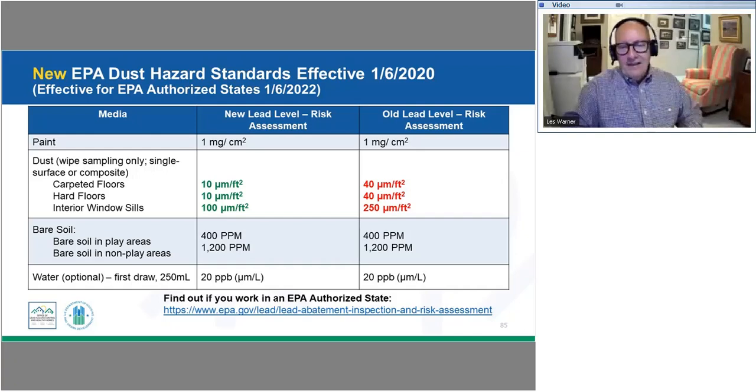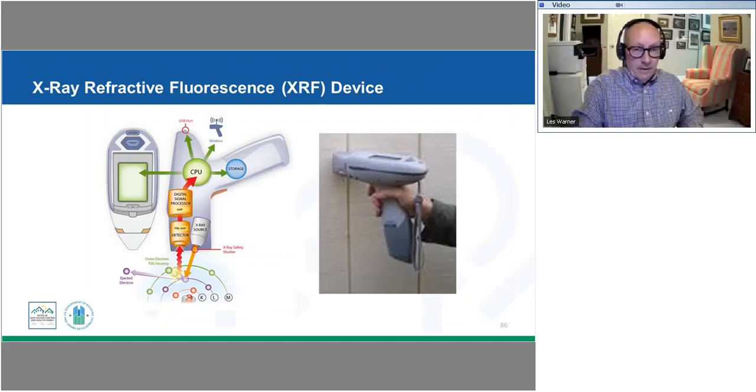There are states that are EPA authorized states, and there are some states that have adopted higher standards. And so there is a link that's provided here that will provide you information for your particular state or territory, tribal area, for you to be able to track the specific requirements for your area.